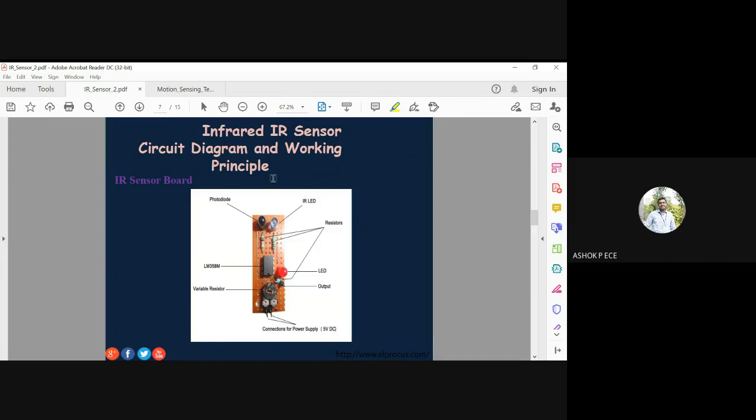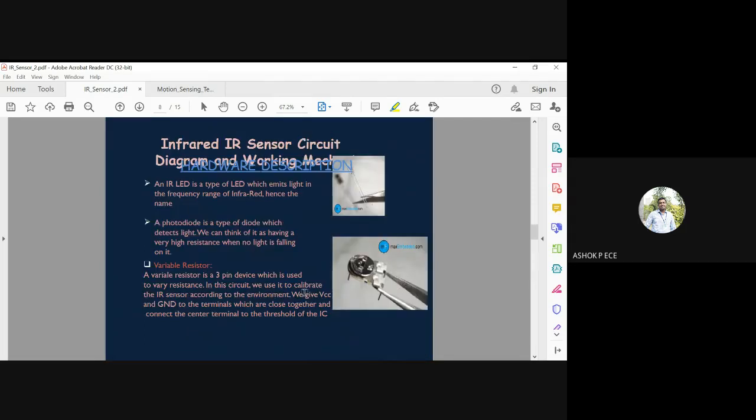So the reflected ray from the IR LED will be hitting your photodiode, and the output of it is given to the amplifier, and the output you can take from here. You have the variable resistor to adjust the gain of the amplifier, and you have the power supply for connecting your signal. So an IR LED is an LED which emits light in the infrared frequency range, and a photodiode is going to convert the light into an equivalent electrical signal, predominantly voltage or current.